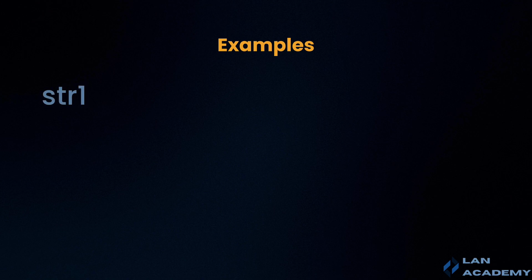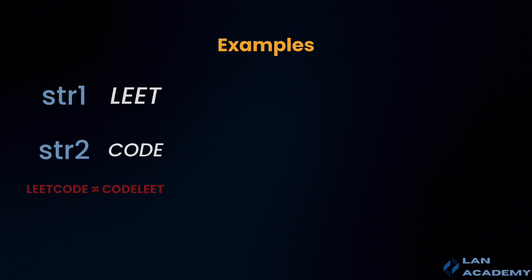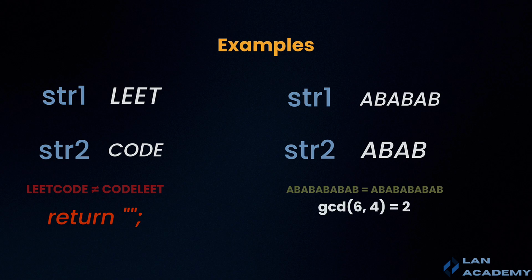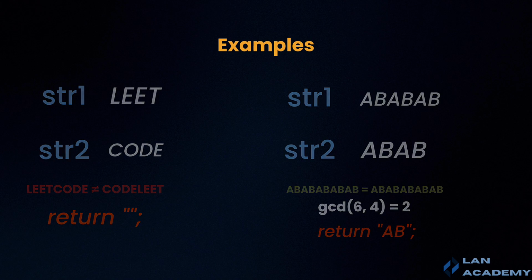If str1 is equal to LIT and str2 is equal to CODE, then str1 plus str2 isn't equal to str2 plus str1. So the answer is an empty string. If str1 is equal to ABABAB and str2 is equal to ABAB, then str1 plus str2 is equal to str2 plus str1. Next, I calculate the greatest common divisor, GCD of 6 and 4, which is 2. So the answer is the substring of str1 from position 0 to 2, which is AB.